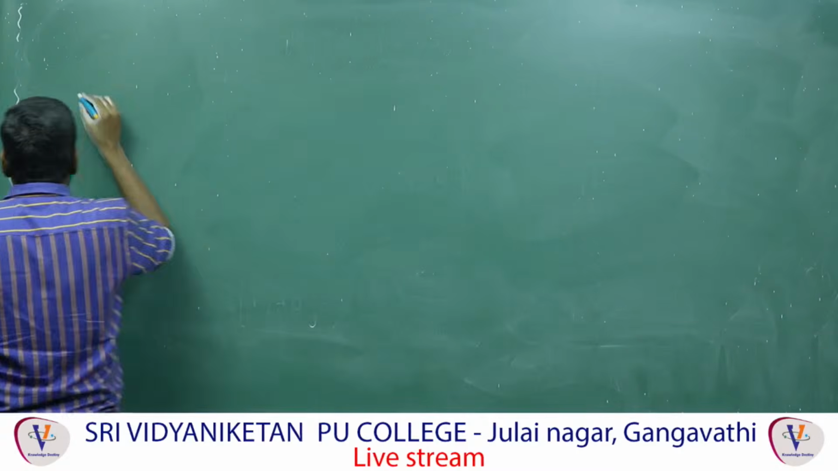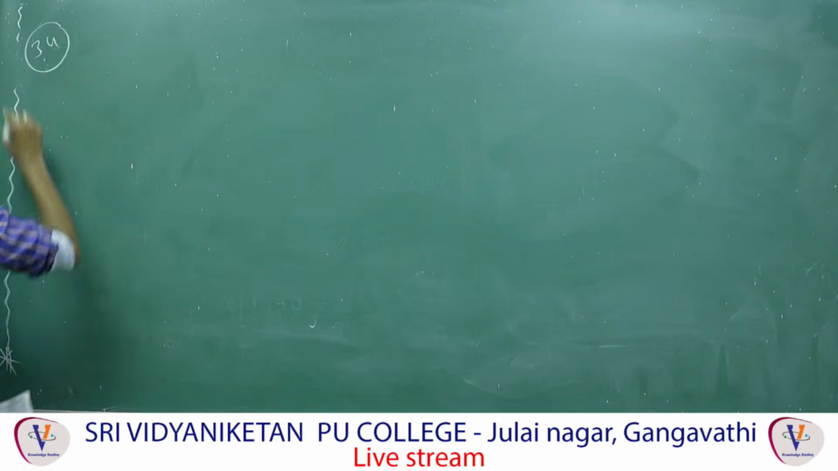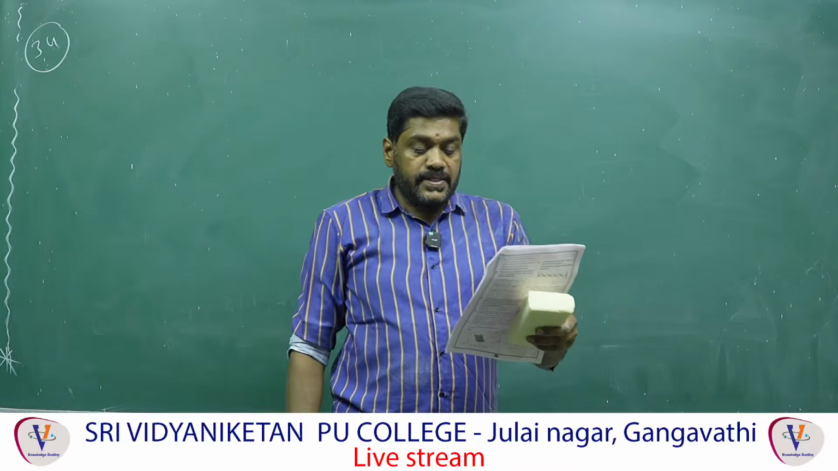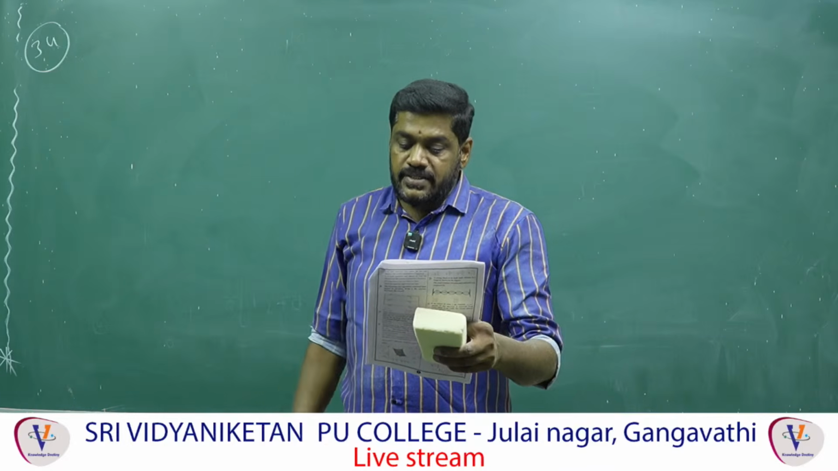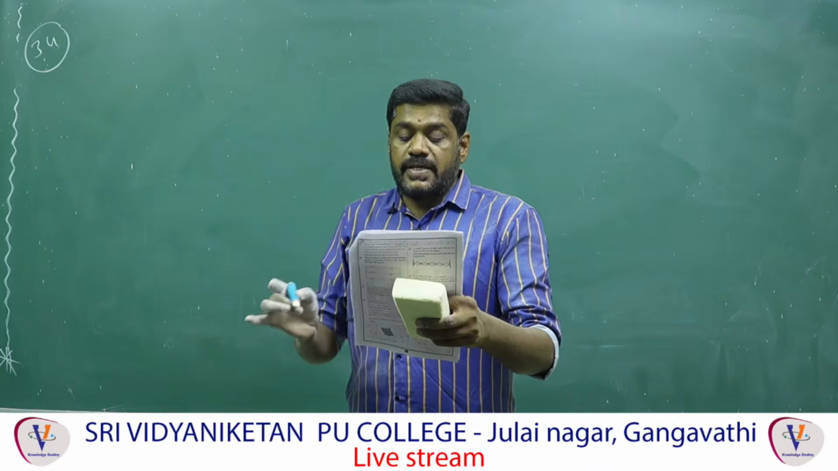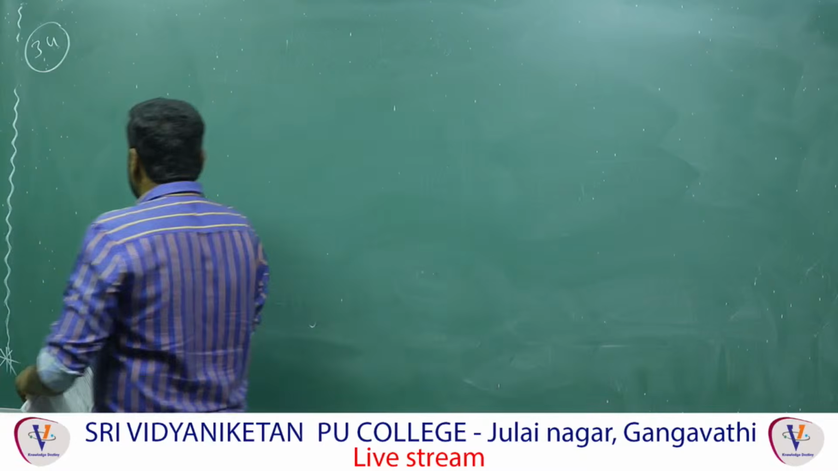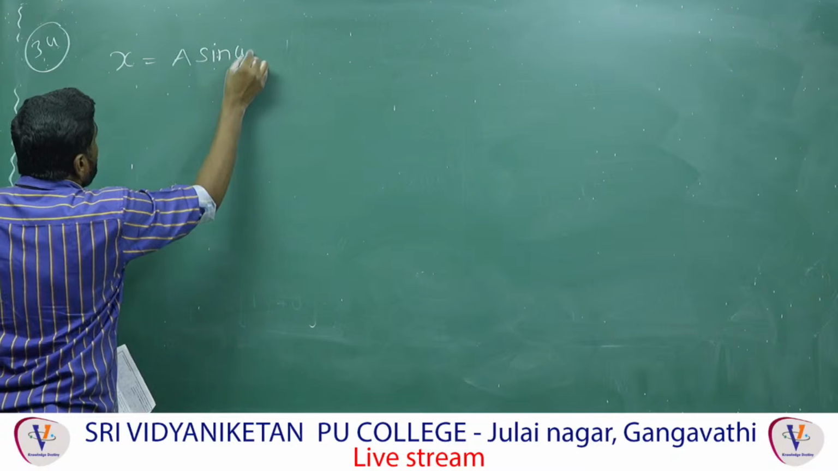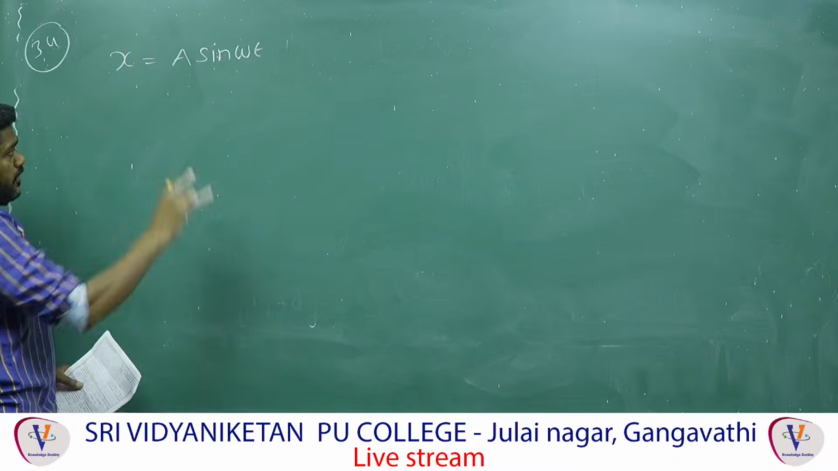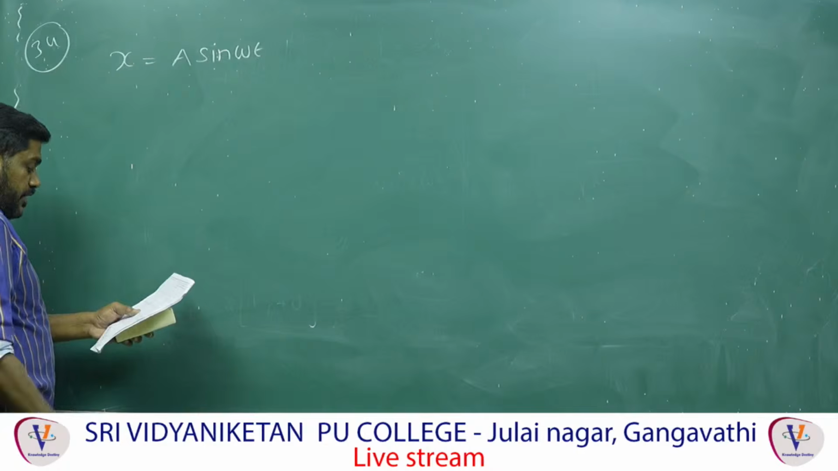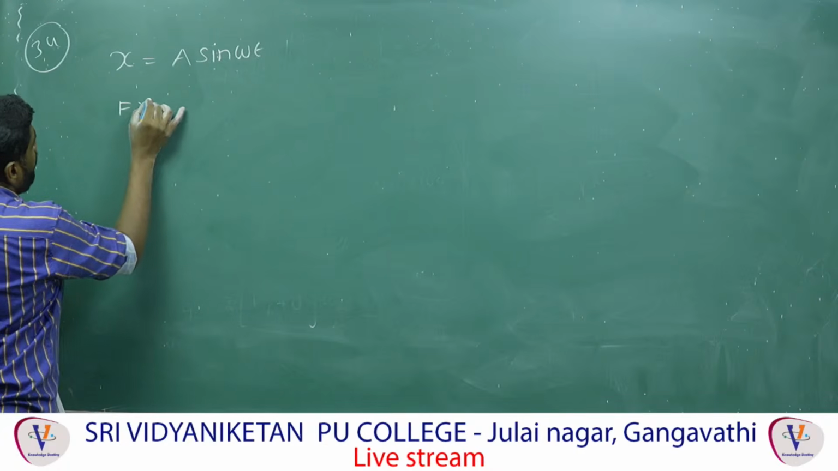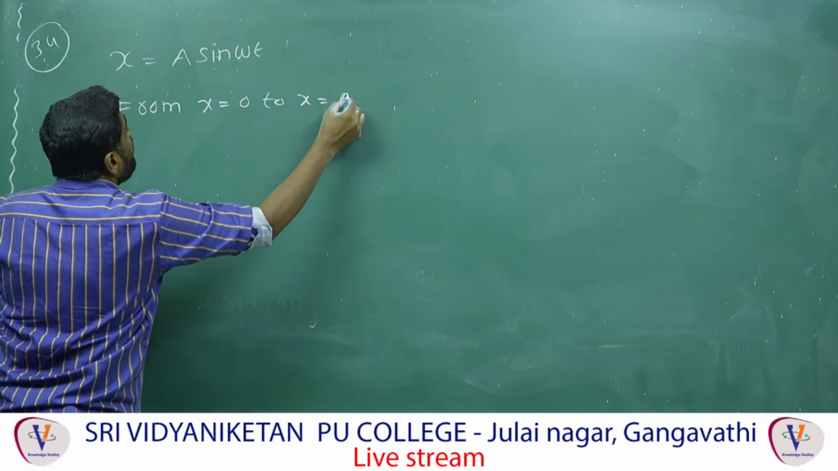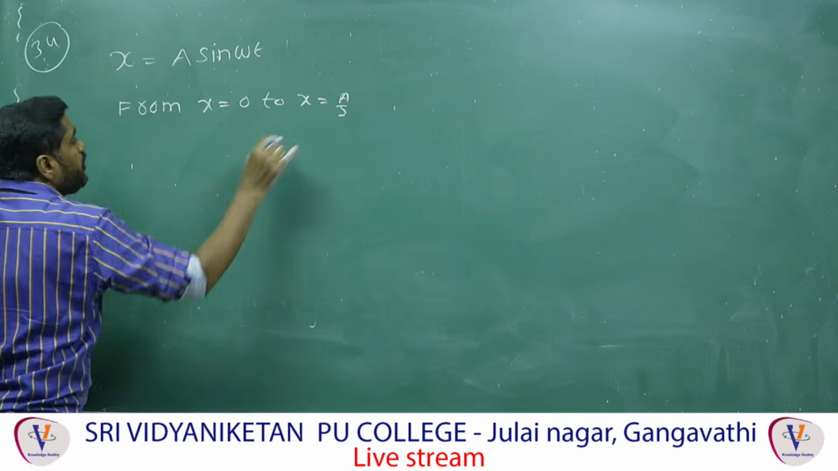Question number 34. So, here what? A particle executes simple harmonic motion of type x is equal to a sin omega t. It takes time t1 from traveling x is equal to 0 to x is equal to a by 2. They have given what? Now, x is equal to a sin omega t they are using. Right? And first, from where to where? From x is equal to 0 to x is equal to a by 2. Therefore, in place of the x you write a by 2.